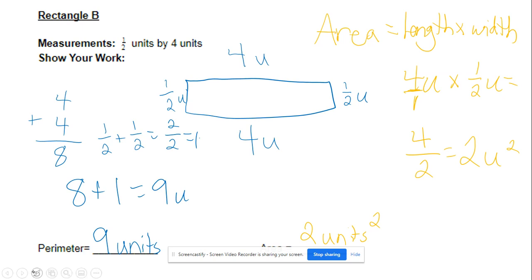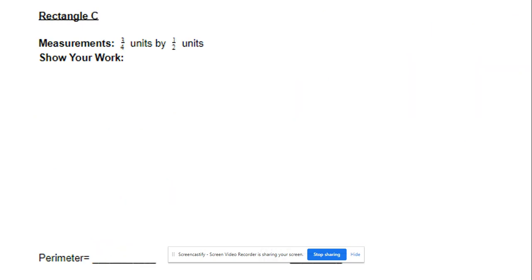Just remember with this one that when we're multiplying by a whole number, to write it as a fraction, it's just the whole number over 1. Let's try the next one. 3/4 times 1/2. So here we have 3/4 of a unit times 1/2 of a unit.